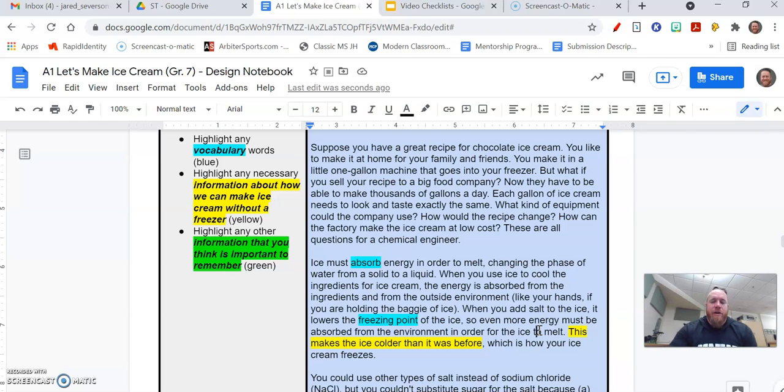Okay, so right now, again, pause the video, and if there's anything else that you see in this paragraph, and information about how we could make ice cream without a freezer, go ahead and highlight that in yellow.